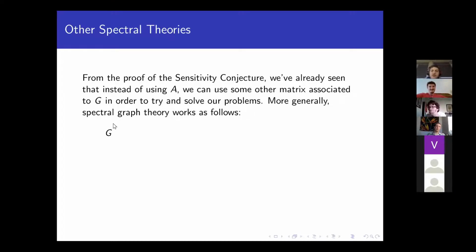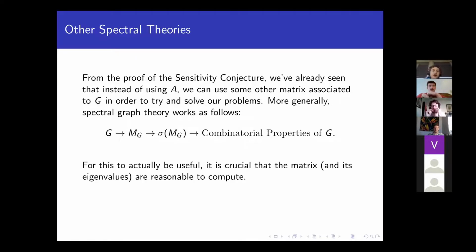We first start with a graph G. We then define some matrix in terms of this graph. We then compute its spectrum. And then somehow from the spectrum, we determine combinatorial properties of our original graph. So this process is, in some sense, really what spectral graph theory is all about. Often, this matrix M_G is going to be the adjacency matrix, but also often it's going to be something completely different. And I'll note that in principle, you can use this method to solve any problem, but in practice, that's not always going to be the case.